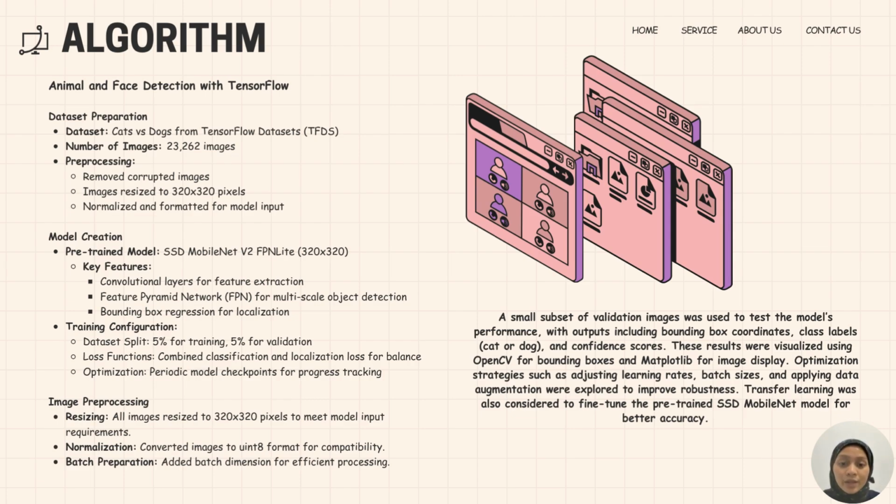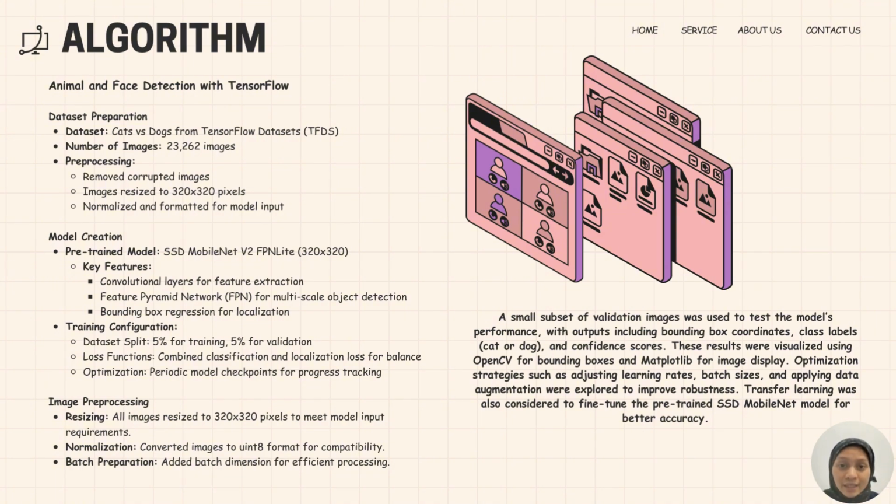The SSD MobileNet V2 FPN Lite 320 by 320 model was chosen for its efficiency in detecting objects at different scales. It uses convolutional layers to extract features and a feature pyramid network for multi-scale detection, helping to accurately classify objects while predicting their location. During training, we split the dataset with 5% for training and 5% for validation, ensuring quick evaluation. The combination of classification and localization losses helps balance object detection accuracy and bounding box precision.